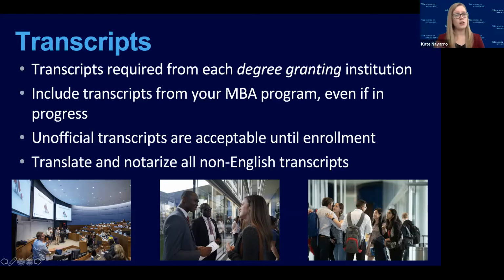We try and look beyond overall GPA, so don't be too focused on that number necessarily. We want to also look at your quant performance and the grades you've received in these courses to see if you've been successful. We are asking for transcripts from each degree granting institution.